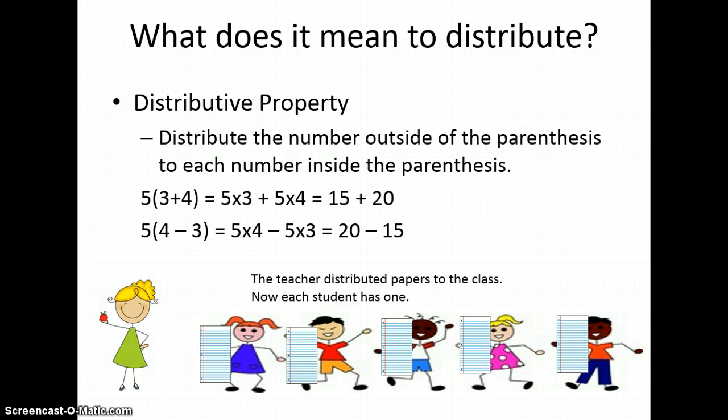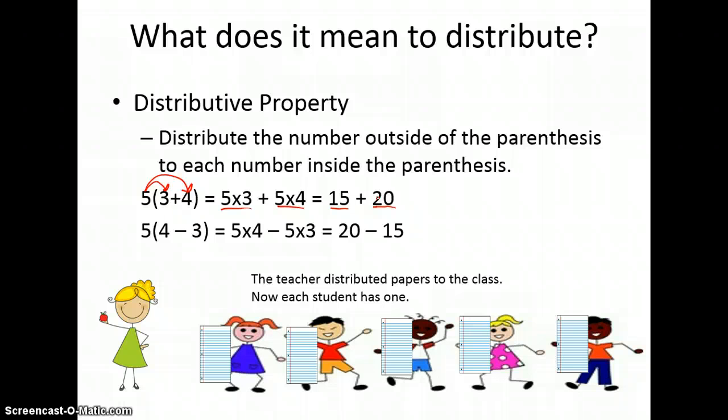So if I want to look at a few of these problems, 5 times the quantity 3 plus 4, I would do 5 times 3 plus 5 times 4. If I want to extend that even further and write a third expression, I could say 5 times 3 is 15 plus 5 times 4 is 20. So now I'm showing this multiplication problem as the sum of 2 numbers.